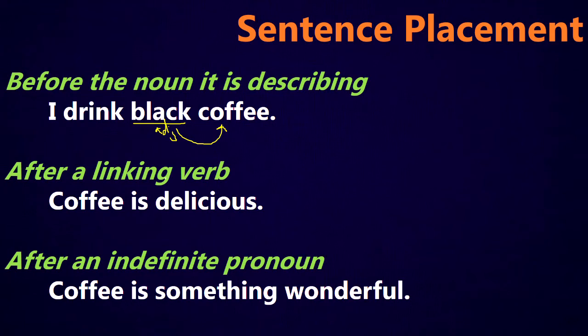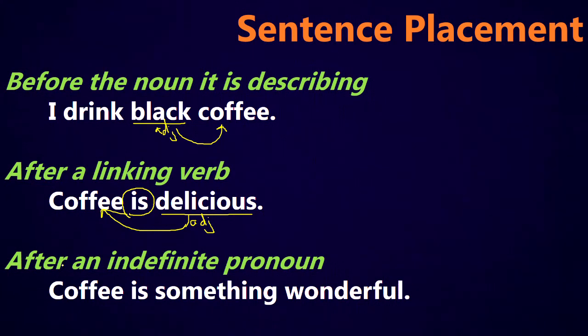It can go after a linking verb. So we see the word here, delicious. This is an adjective. And the word is a linking verb, and we'll talk about those in a minute. So coffee is delicious. Delicious is describing the coffee, but it's describing it through this linking verb. That's why we call it a linking verb, because the verb here is just connecting the noun and the adjective together. Many languages don't even use these verbs.